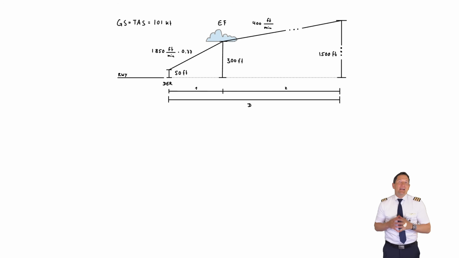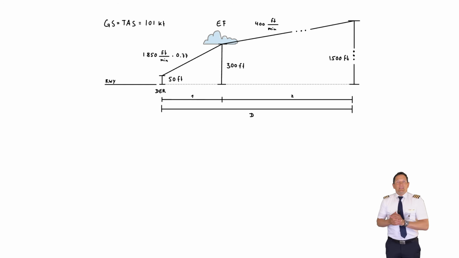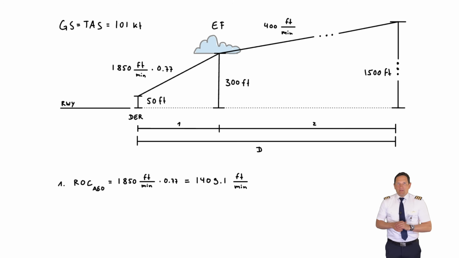First off, we need to calculate the time flown to get from the 50 feet screen height to the 300 feet cloud base. Now, this is the altitude at which visual reference is lost for the first time. A rate of 1,830 feet per minute times the all-engine climb gradient factor of 0.77 will equal 1,409.1 feet per minute. So that's our climb rate, and now we have to calculate how long it would take to climb 250 feet at that rate.